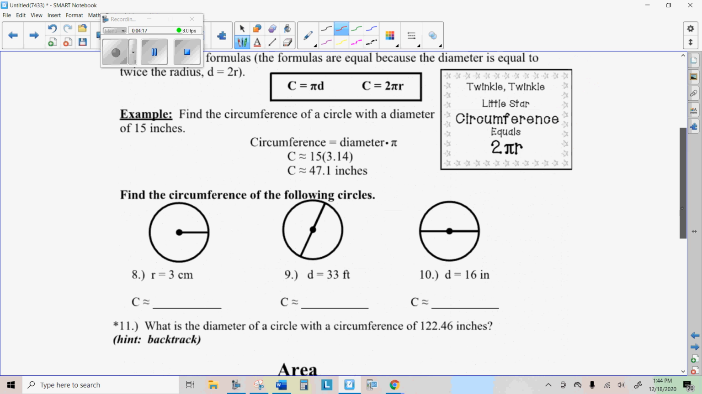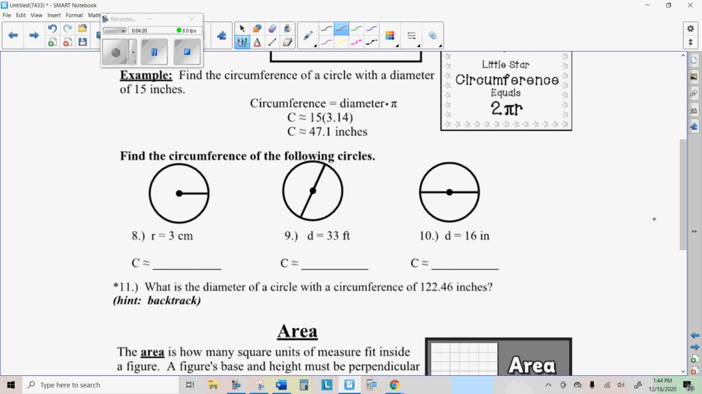Okay, so I'll do one with you, and then you can try the other ones. Make sure you realize whether you're using the diameter or the radius. So if I use this formula, circumference equals diameter times pi. And for pi, if your calculator has a pi button, you can use that. Otherwise, you could use 3.14, or another approximation we sometimes use is 22/7. I'm going to use 3.14 just in case your calculator doesn't have a pi button.